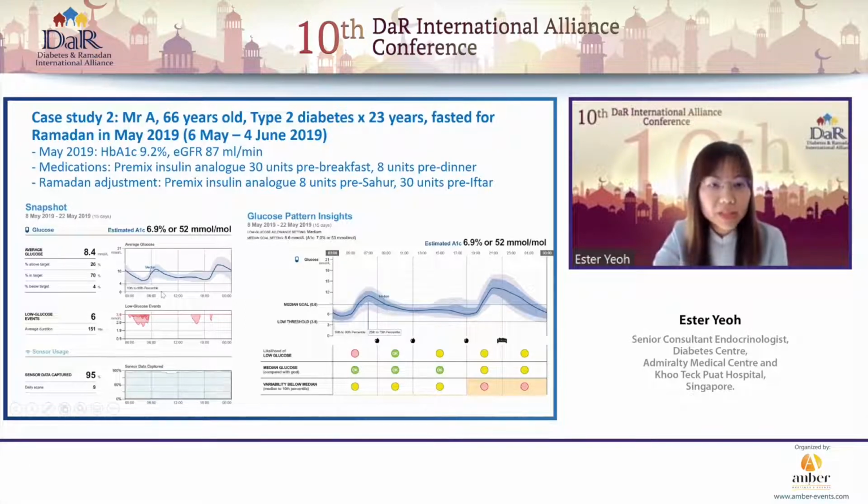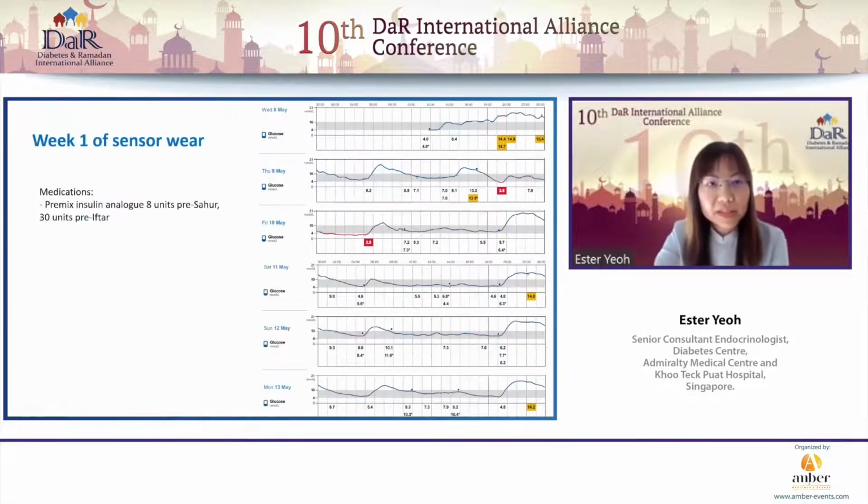So here is a snapshot. You can see some areas of hypos coming out between midnight to 6 a.m. and also in the pre-iftar period, which is what we saw in the earlier study by Dr. Mohammed. Okay, so week 1 of sensor wear, medications are premixed insulin analog, 8 units pre-sahur, 30 units pre-iftar.